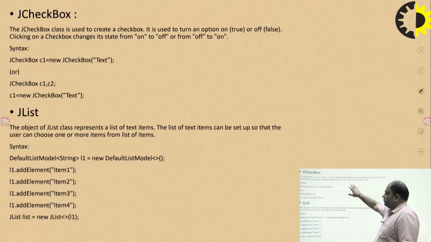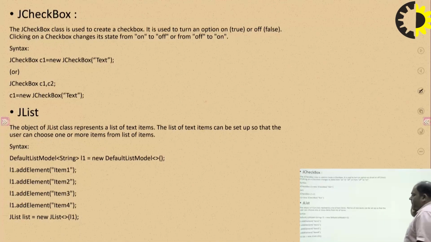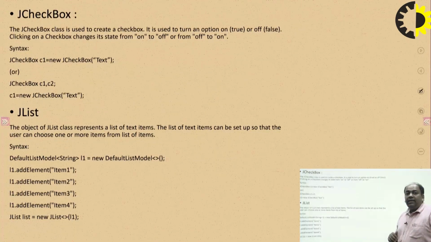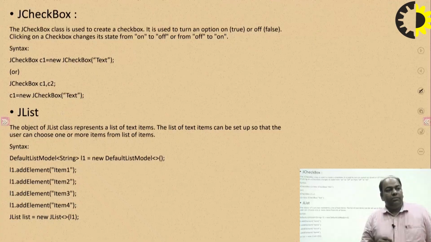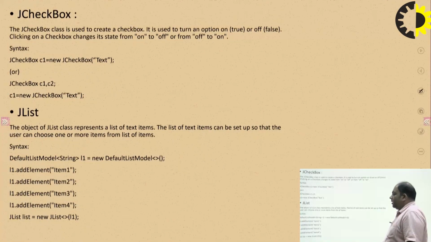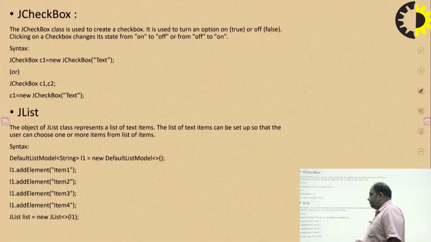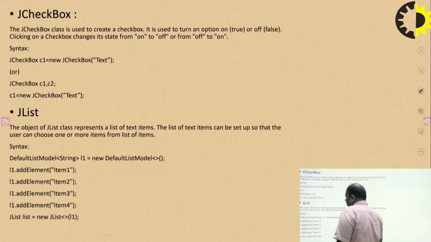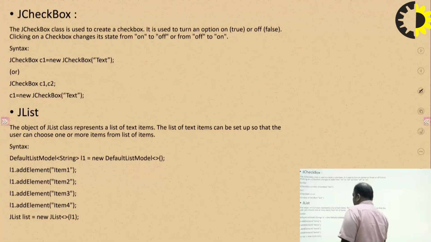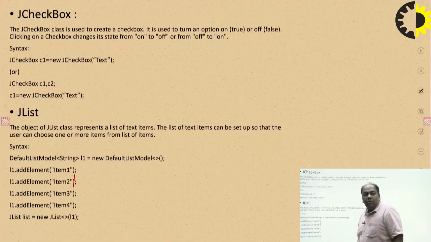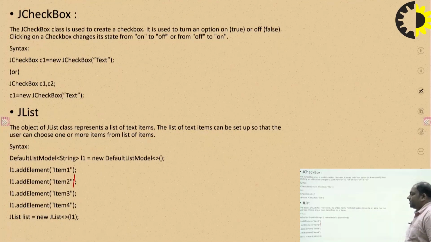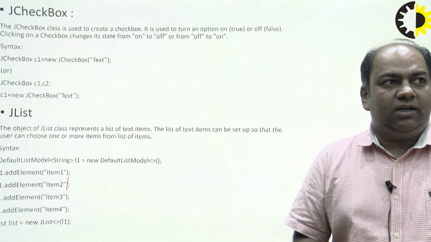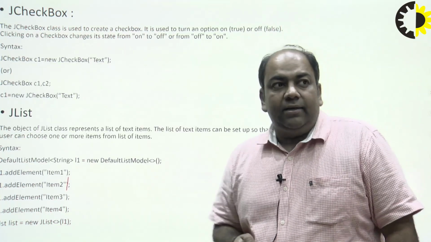Checkbox, for creating a checkbox, as I showed in the program. Which I have not shown in a program is the list. The object of JList represents the list of text items, and from that list we select any one. For defining the list we add the elements using addElement. This is the name of the list which we define as L1. We give the item names which we want to show in the list. After list, all these are the main components of Java Swing, and thank you very much.